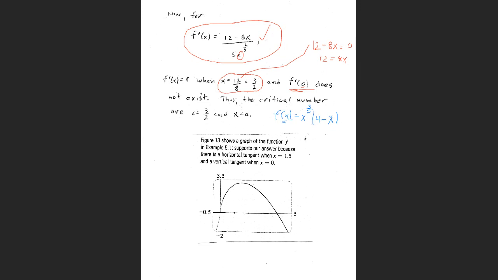So what they do is in the picture below, and I decided to include it in the recording. This is actually from example 5, this example I'm doing. But the figure 13 below shows a graph of this function, x to the 3/5 times (4 minus x).